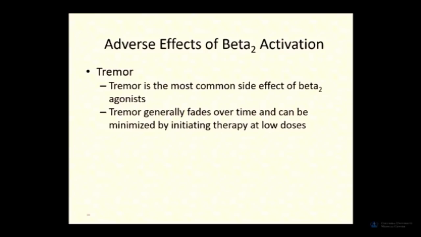Okay, so adverse effects of beta 2 activation. One of the most common side effects is tremor. This is a sympathomimetic, so it enhances all of those fight or flight responses. So tremor is the most common side effect, and it generally fades over time, but it can be minimized by initiating therapy at rather low doses, so that you acclimate to the drug over time, rather than introducing this drug at higher doses immediately.